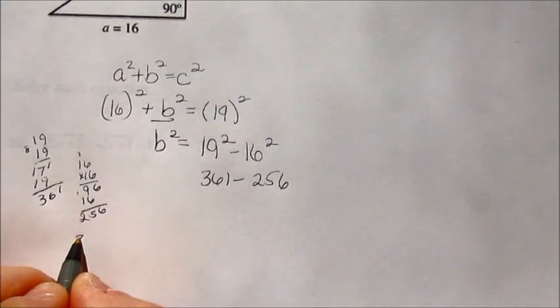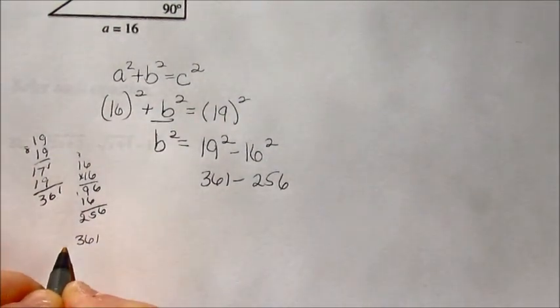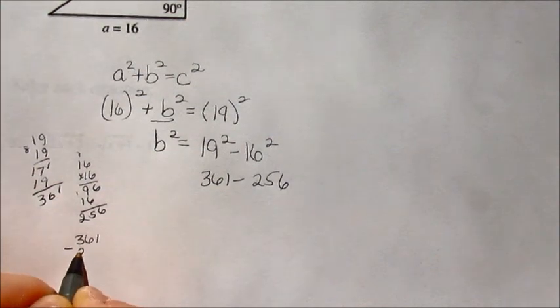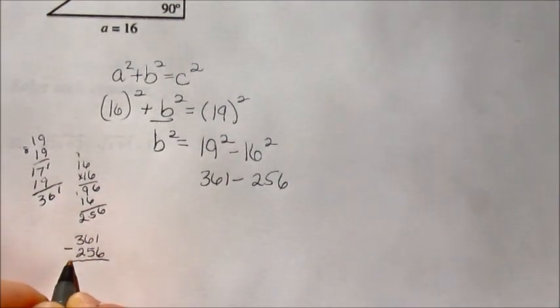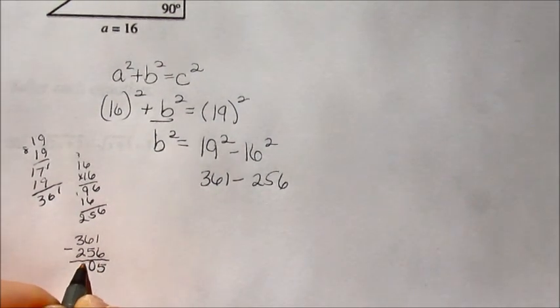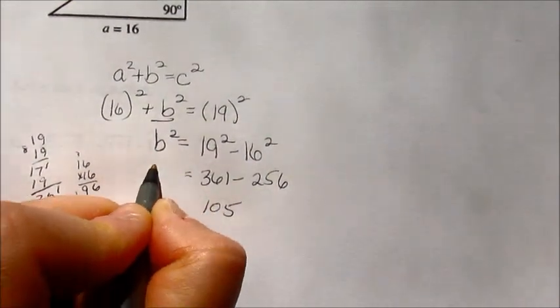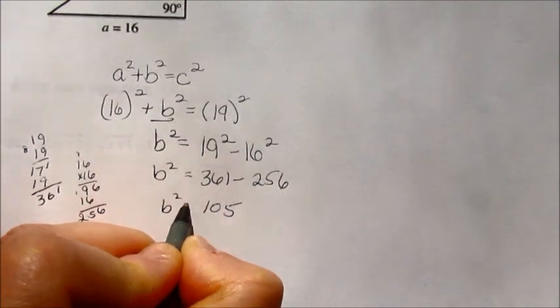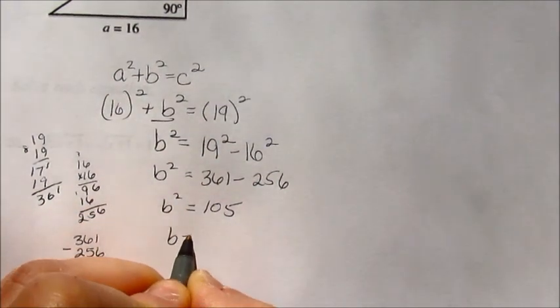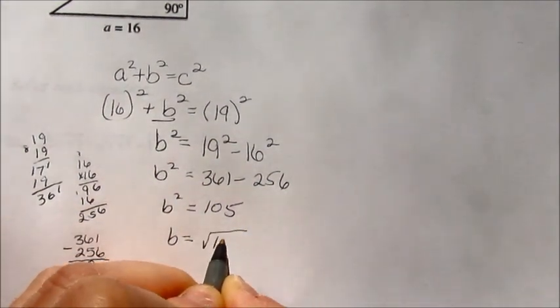See, you don't need a calculator. 361 minus 256. You get 105. So that's b squared. So b must equal the square root of 105.